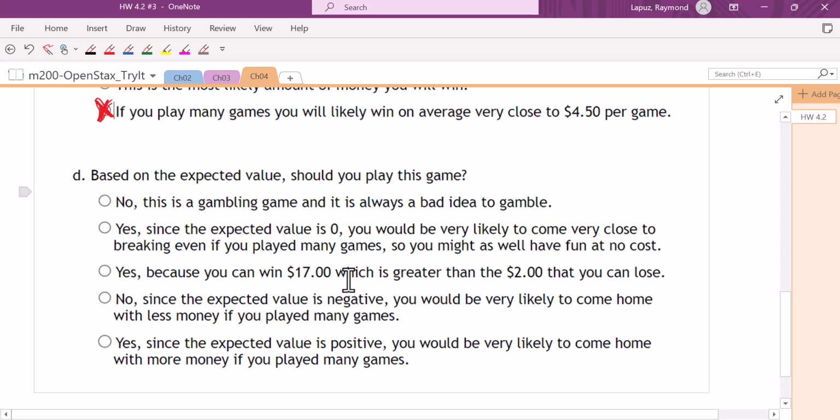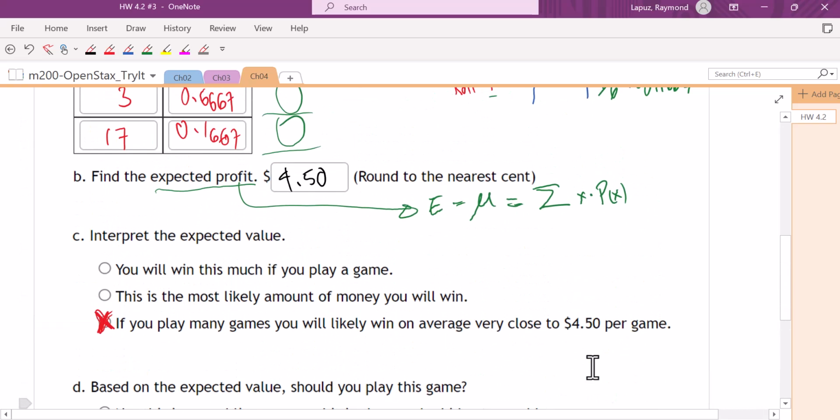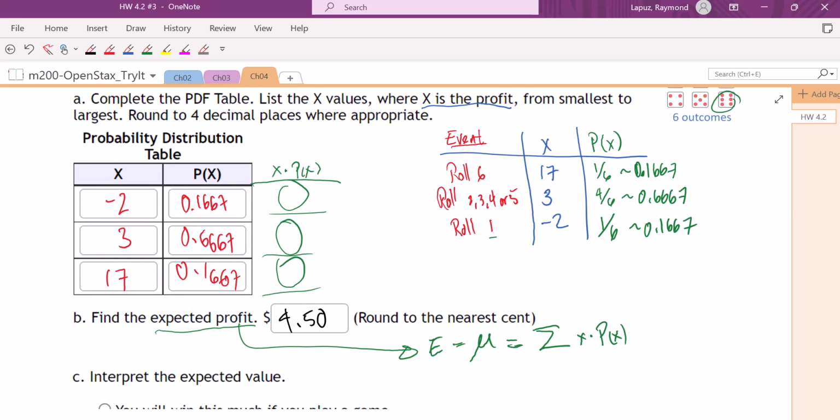I mean, you could win $17 or you could lose $2, but the telling story is what happens in the long run, and that's the expected value. So the last one, yes, since the expected value is positive, you would be very likely to come home with more money than you had when you played the game, if you played the game many times. So that, I think, is the response. In the long run, you'll be winning something because we have a positive expected value instead of losing something. All right, that is this problem, and I hope this will help. Good luck.